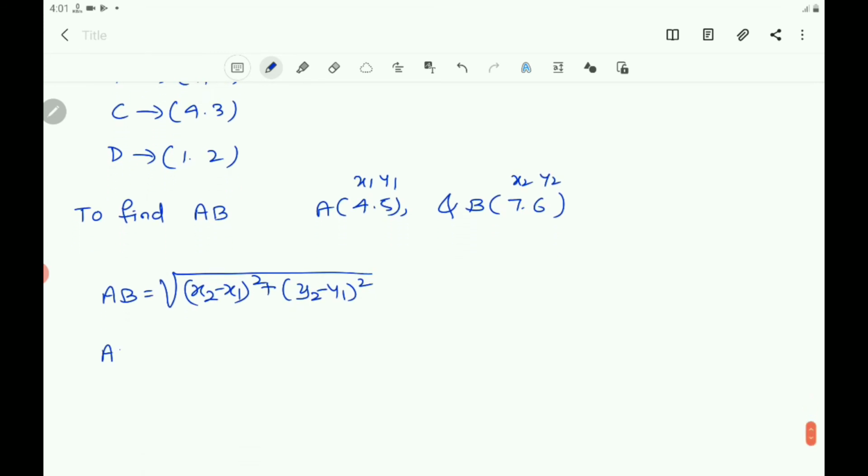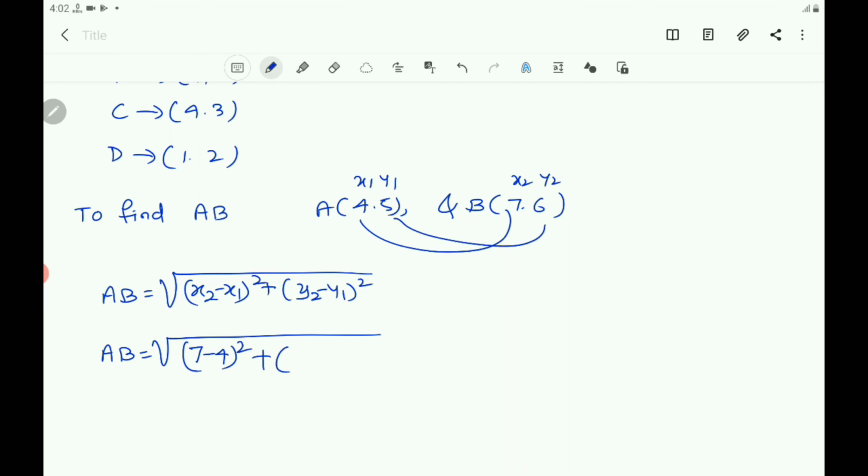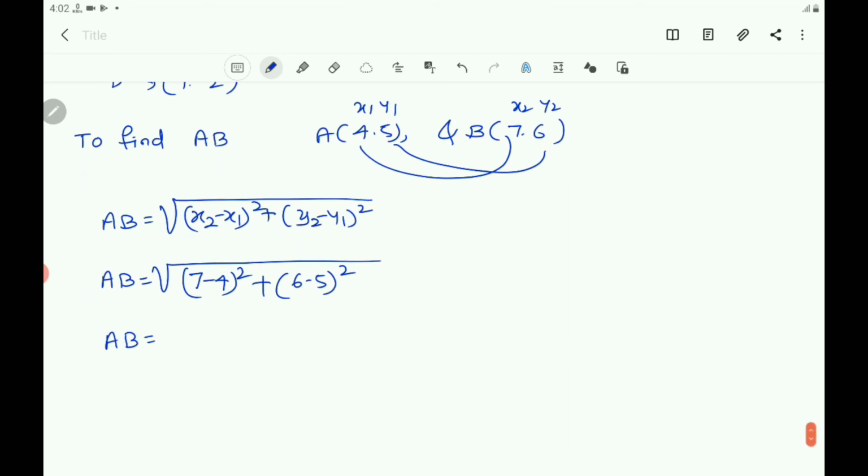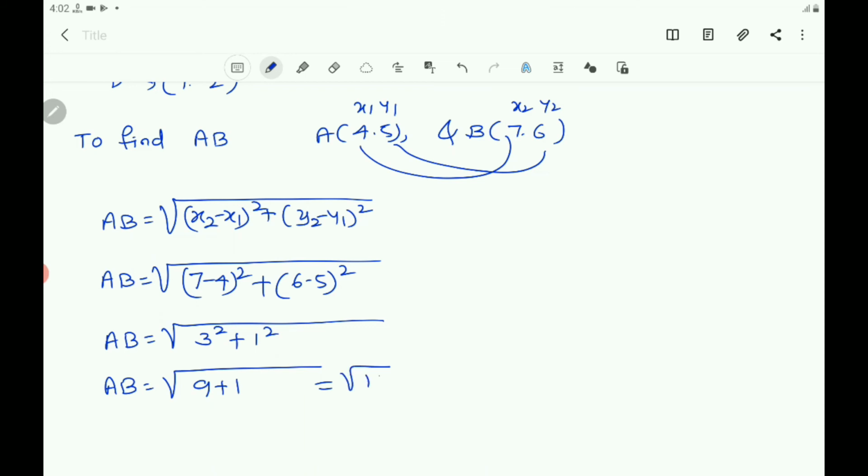Then you write AB equals whole root of x2 minus x1, x2 is 7 minus 4 whole square plus y2, 6 minus 5 whole square. Then AB equals whole root of 7 minus 4, which is 3 square, plus 6 minus 5, which is 1 square. Then AB equals square root of 9 plus 1 equals root 10. Consider this is the first one.